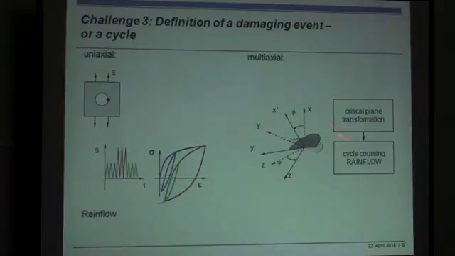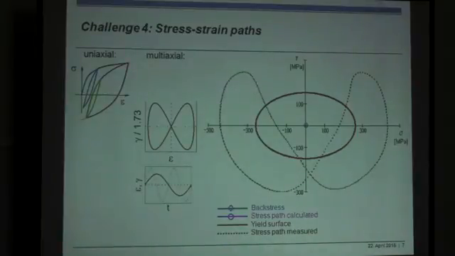Do this now in the plane under investigation: identify individual cycles using rainflow, although we know that it might not be appropriate, but we do. Number 4, stress-strain paths under multi-axial loading.